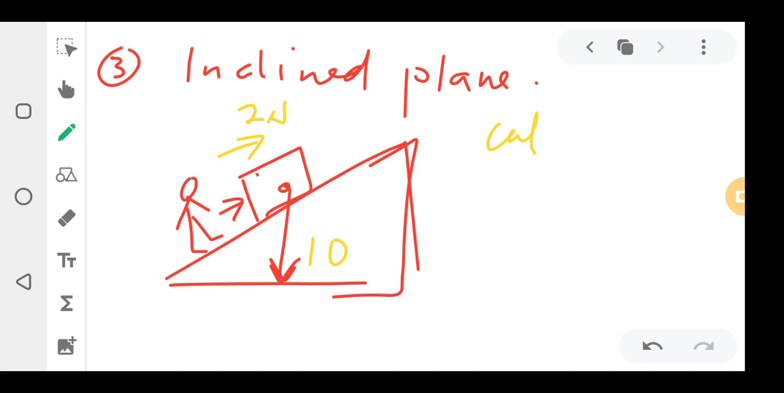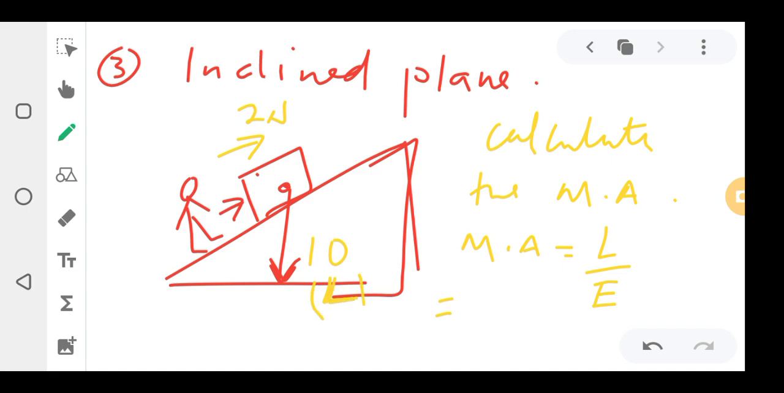And then they say calculate the mechanical advantage. So mechanical advantage is equal to load divided by effort. What is the load? The load is the weight of the box. So the 10 is the load, and the 2 is the effort. They won't tell you, you just have to know. So the load is 10, how much the box is weighing, over the effort, which is 2. So 10 divided by 2 is 5. There's no unit, so it's just 5. 5 is the mechanical advantage.